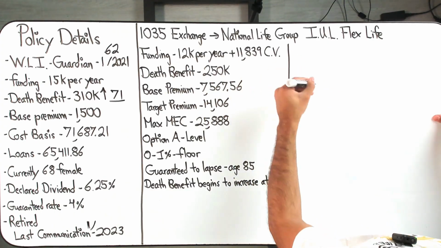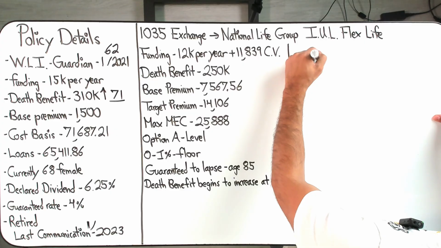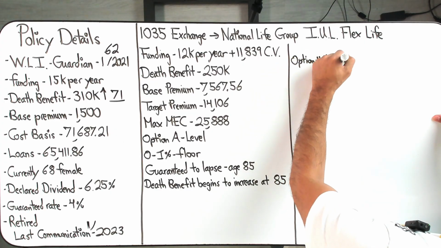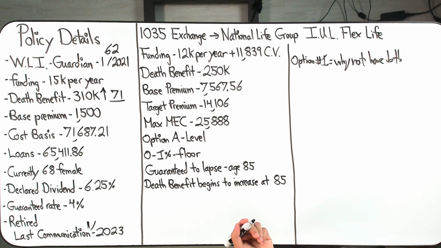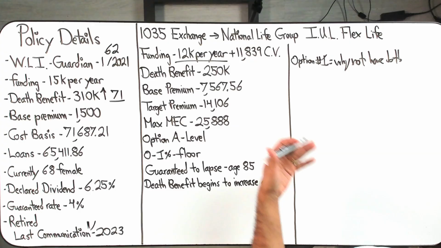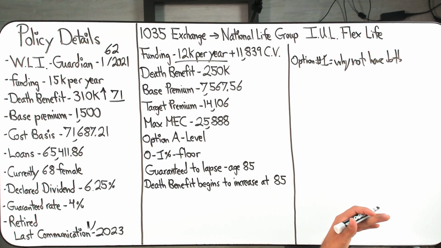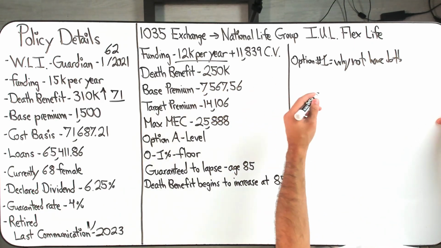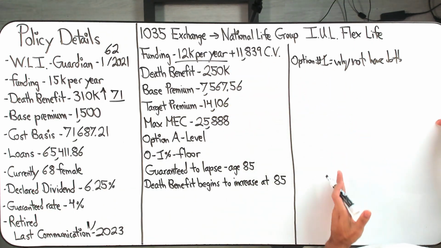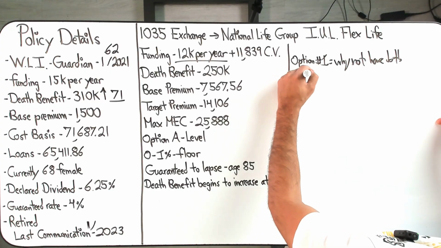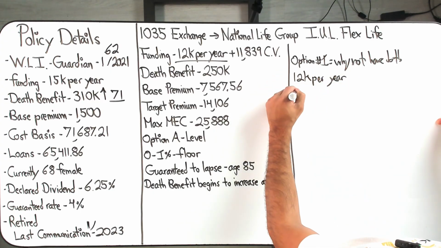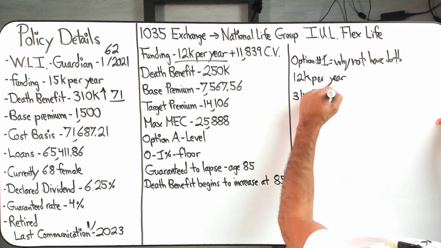So instead of a 1035 exchange, one option is, why not have both? Why not have both? If you're showing 12,000 per year in funding, again, dealing with a 68-year-old, are they in the headspace where they want to be committing to a number to get a particular result? Maybe, maybe not. Even if they are, you could take the 12,000 and just design it as 12,000 without the 1035 exchange. So just 12,000 per year and leave 3,000 in the whole life.